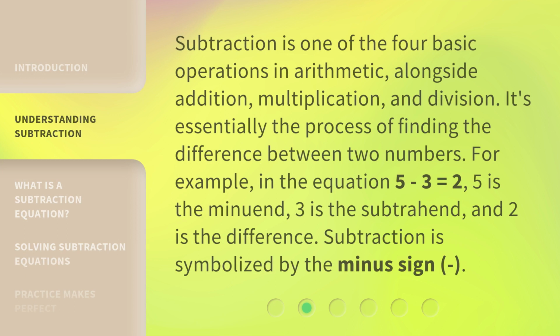Subtraction is one of the four basic operations in arithmetic, alongside addition, multiplication, and division. It's essentially the process of finding the difference between two numbers. For example, in the equation 5 minus 3 equals 2, 5 is the minuend, 3 is the subtrahend, and 2 is the difference. Subtraction is symbolized by the minus sign.